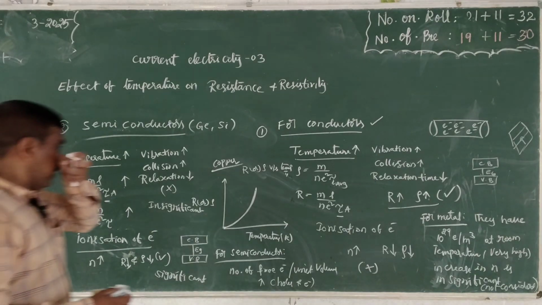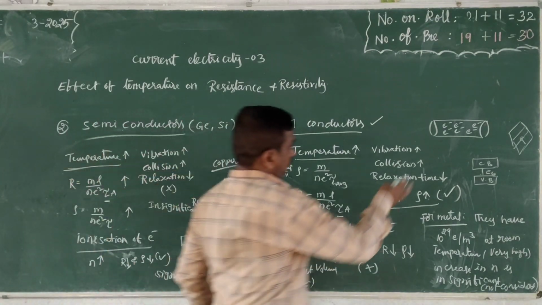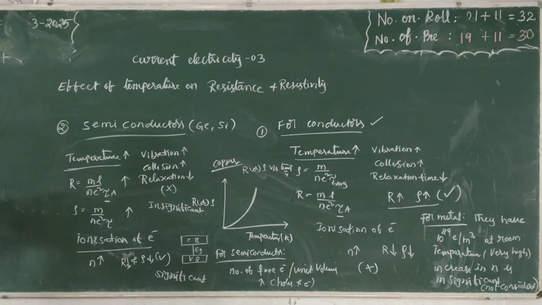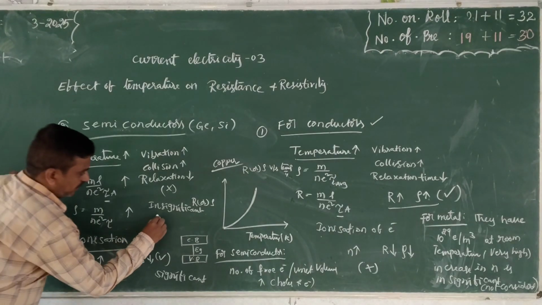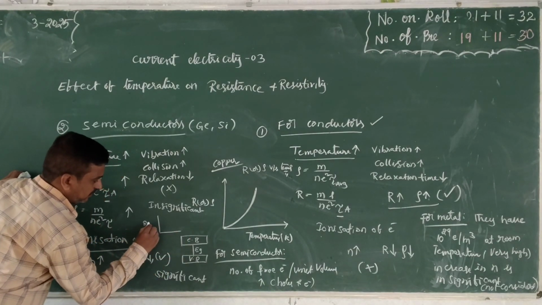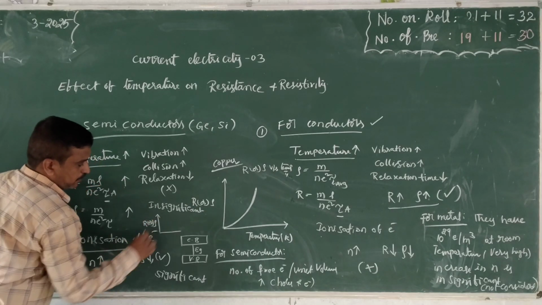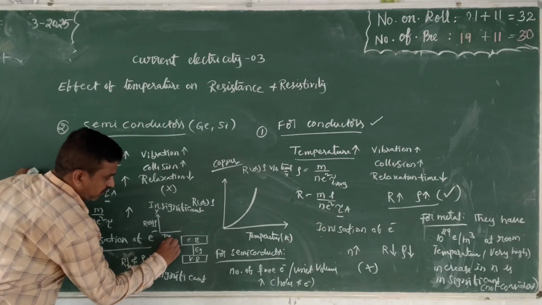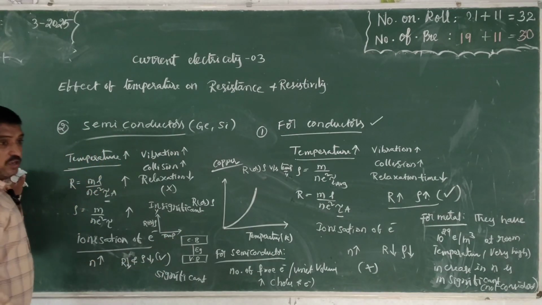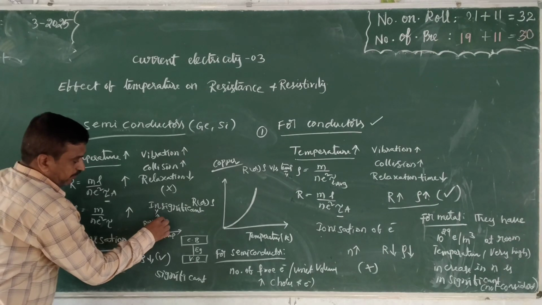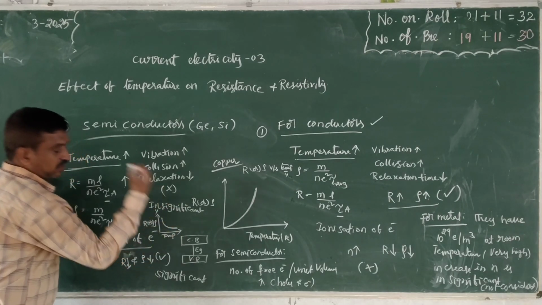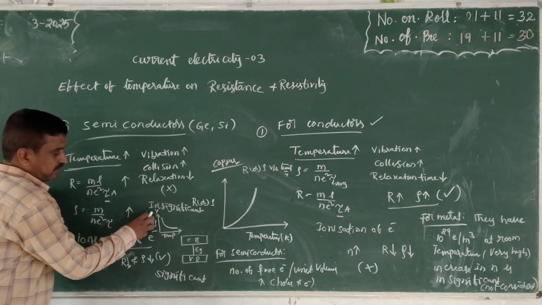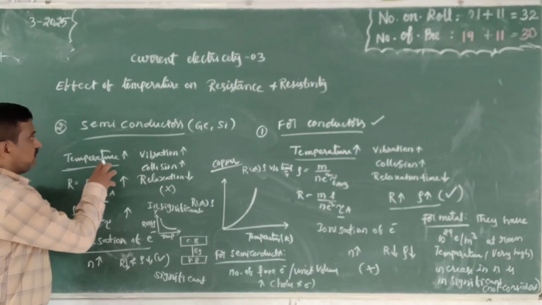See the last one now, alloys. Before that, we can draw the graph for this. I write here the graph. Along the y axis we take resistance or resistivity, and along the x axis we take temperature. See here, when temperature increases, resistance and resistivity decrease. It is the relation between resistance, resistivity and temperature for a semiconductor.